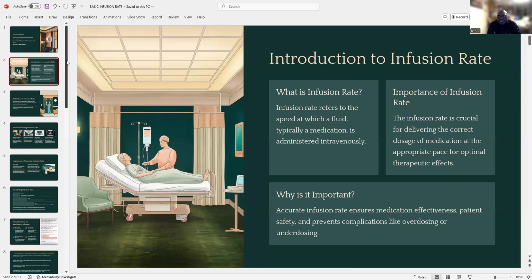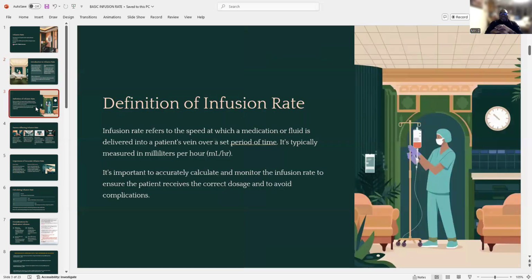Okay? So why is it important? Remember, if someone is sick, you cannot take anything through your mouth, or you go through surgery, and we have to make sure we keep your line open so people can put an IV on you. So accurate infusion rate ensures medication effectiveness, patient safety, and prevents complications like overdosing or underdosing. So it's critical whenever you administer that medication to monitor your patient to avoid any complication.